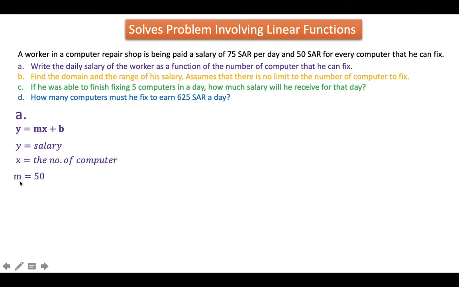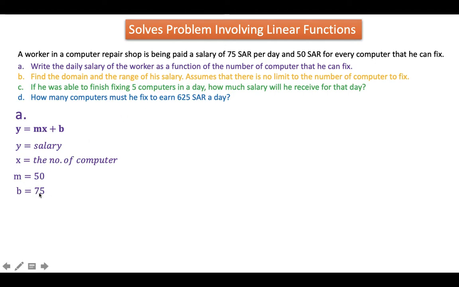And our m here, or the slope, is 50, because that is the rate wherein for every computer that he can fix, there will be an additional 50 reals added to his initial salary per day, which is 75 reals. And that 75 reals will be our y-intercept. Recall that when we say y-intercept, the value of x is 0. And since the number of computers represents the x, let's say there were no computers fixed. It means he can still receive 75 reals.